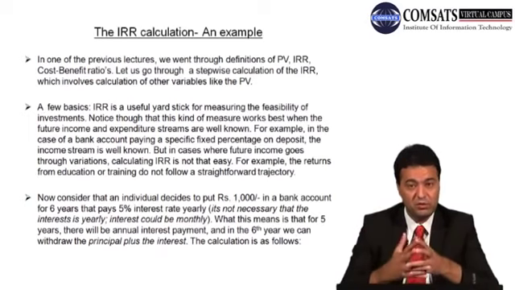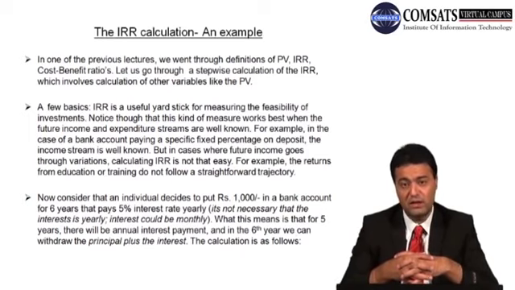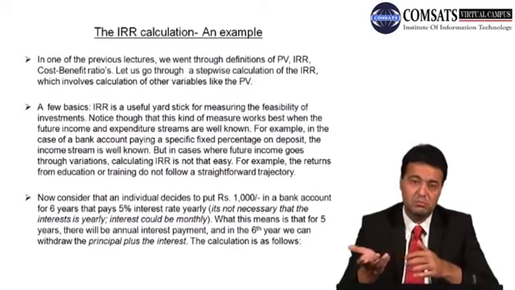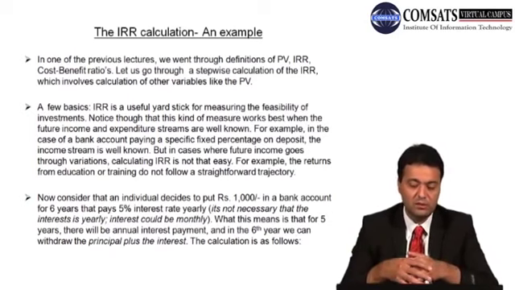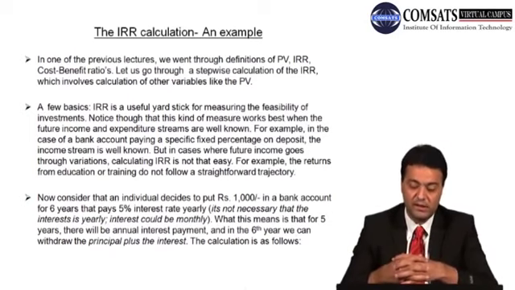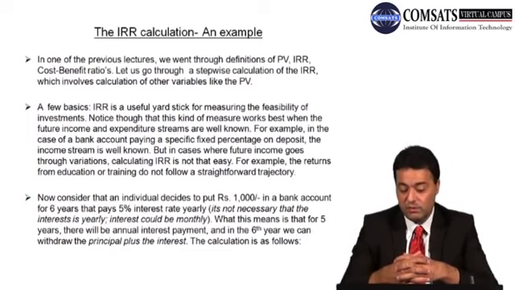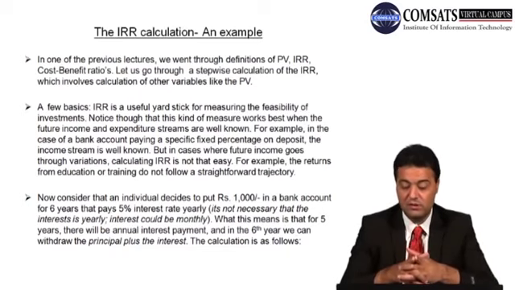Interest could be monthly. बहुत से बैंक्स अब ये इसमें मुख्तलिफ किस्म के खाते आते हैं, कुछ सालाना मुनाफा देते हैं, कुछ जो होते हैं 3 महीने बाद देते हैं, सहमाही जिसे कहते हैं, क्वार्टर कहते हैं, और 2 दफ़ा साल में भी देते हैं. तो इट डिपेंड्स कि कौन सा अकाउंट आपने सिलेक्ट किया. What this means is that for 5 years there will be annual interest payment, and in the 6th year we can withdraw the principal plus the interest.